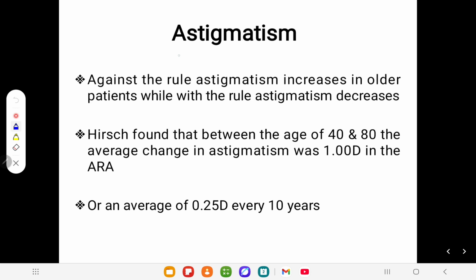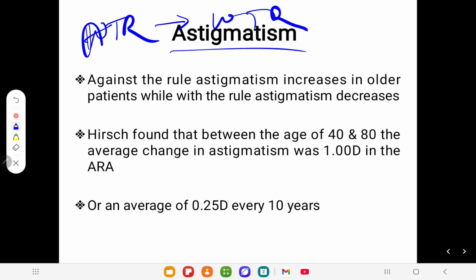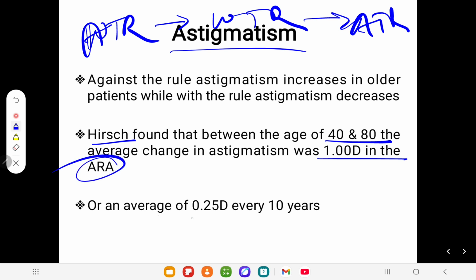Astigmatism. Against the rule astigmatism increases in older patients, while with the rule astigmatism decreases. We know this, isn't it? First, at birth against the rule astigmatism, then in the young with the rule astigmatism, and then in the old against the rule astigmatism because of that lid tension stuff. We have already discussed it. Hayes found that between the ages of 40 to 80, the average change in astigmatism was one diopter. Against the rule astigmatism changes on average 0.5 every decade. It's a rough guide.